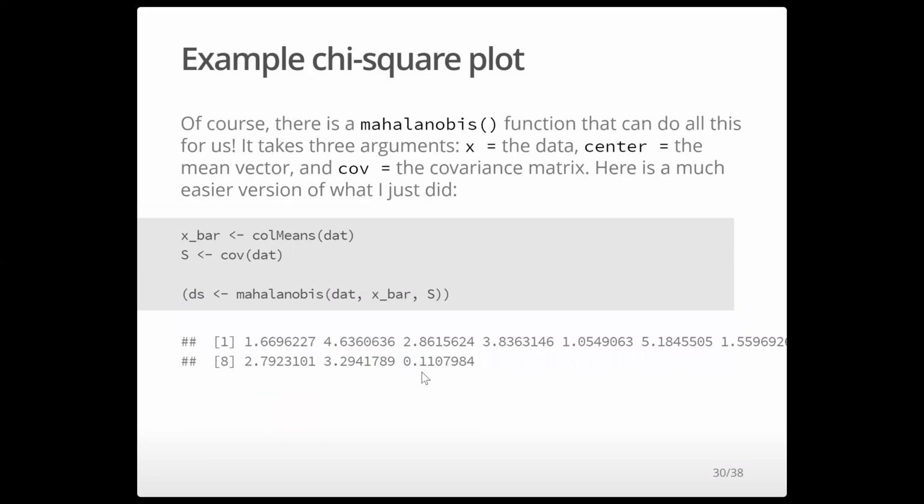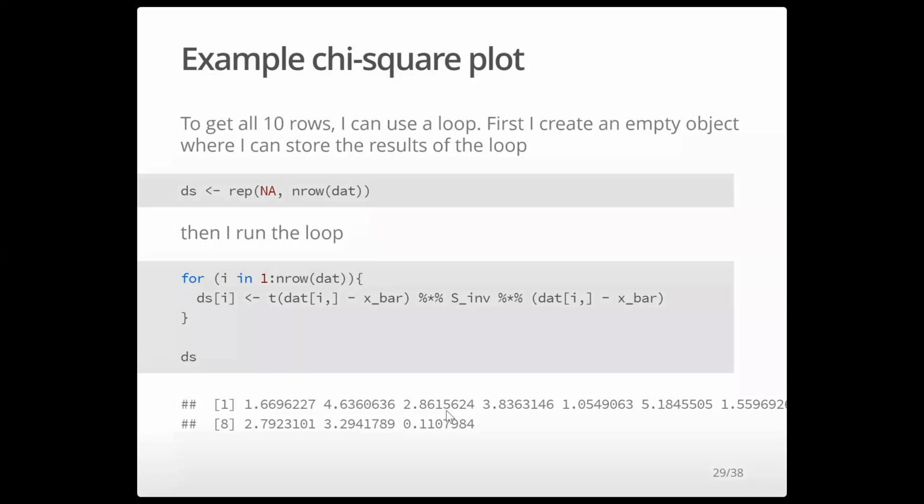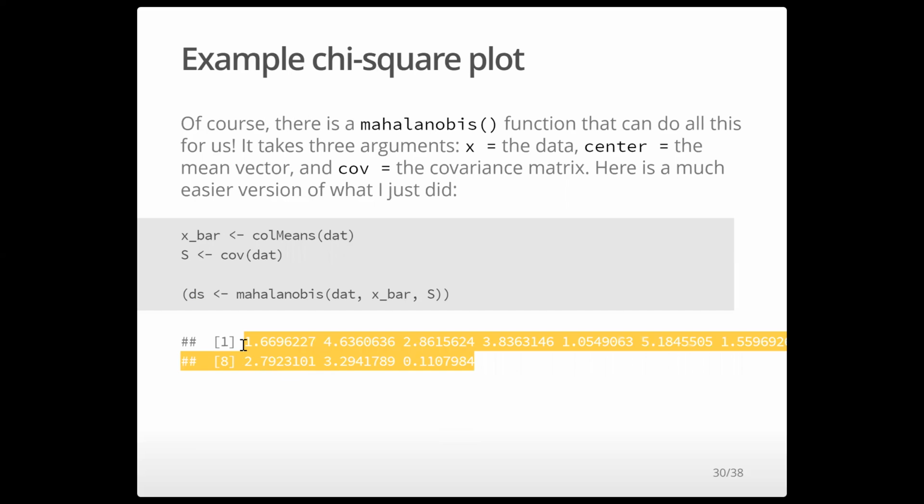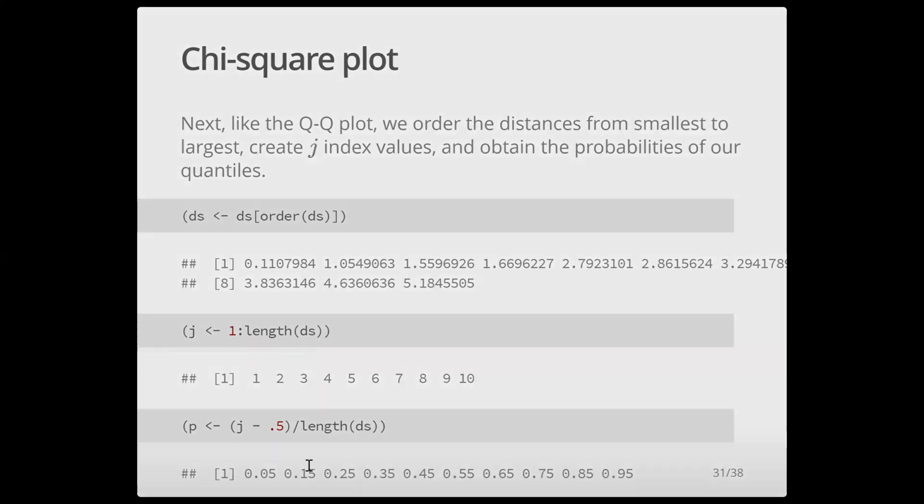Of course, there's a much easier way to do this. There's the mahalanobis function that can do it for us. We just need 3 arguments for it. We get x as the data, center equals the mean vector, and cov equals the covariance matrix. And so we can do this all a much easier way. We can get the mean vector with colMeans. We can get, of course, covariance with cov, and then enter them all into the mahalanobis function. And we see we get the exact same result. This result here is exactly the same as what we got here.